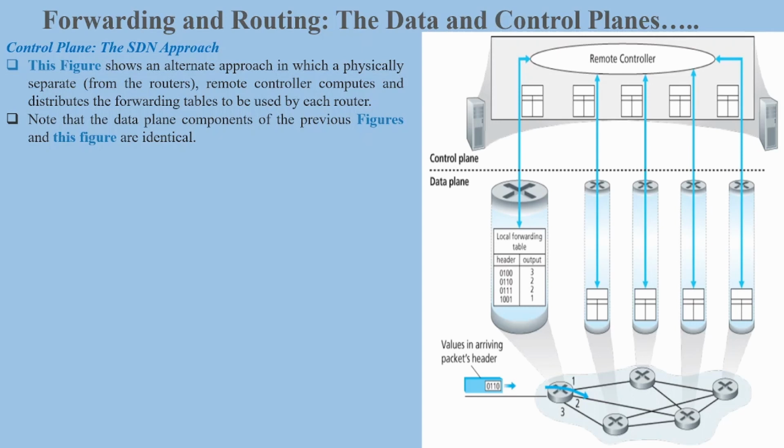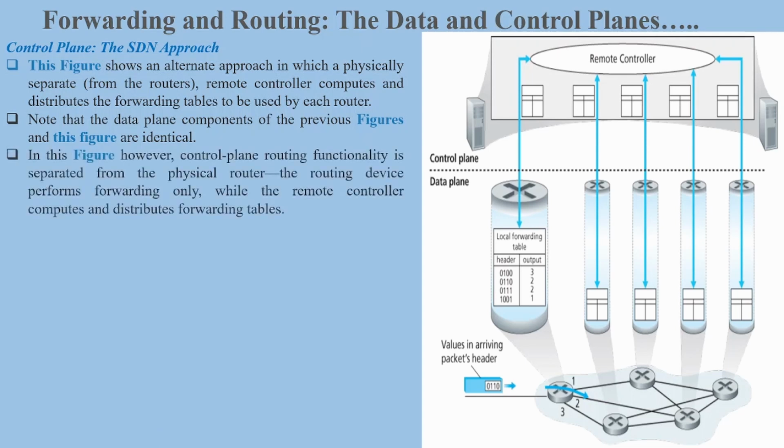This figure shows an alternate approach in which a remote controller, physically separate from the routers, computes and distributes the forwarding tables to be used by each router, as we can see here in this figure. Note that the data plane components of the previous figure and this figure are identical. In this figure, however, control plane routing functionality is separated from the physical router. The routing device performs forwarding only, while the remote controller computes and distributes forwarding tables.